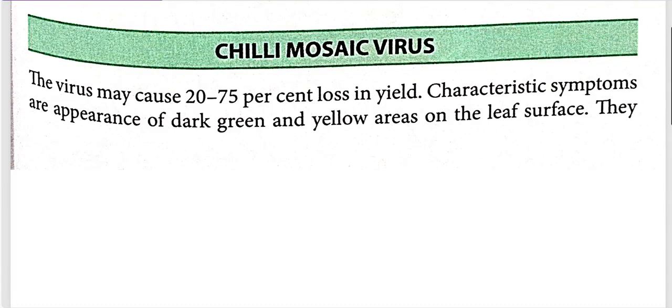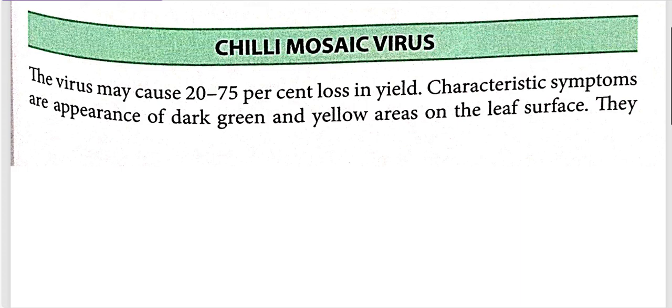Chilli virus. The virus may cause 20 to 75% loss in yield. Characteristic symptoms are the appearance of dark green and yellow areas on the leaf surface.